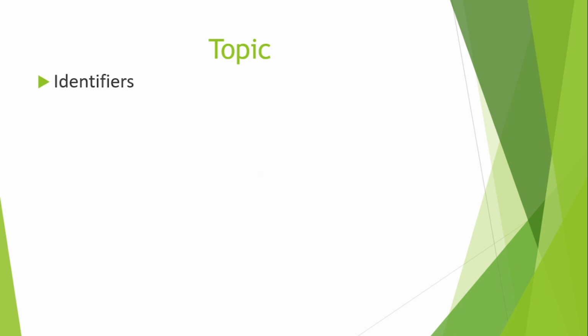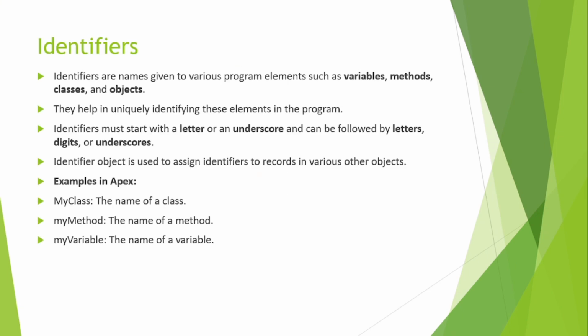The topic we are going to cover in this session is identifiers. Identifiers are names given to various program elements such as variables, methods, classes and objects. They help in uniquely identifying these elements in the program. Identifiers must start with a letter or an underscore and can be followed by letters, digits or underscores.